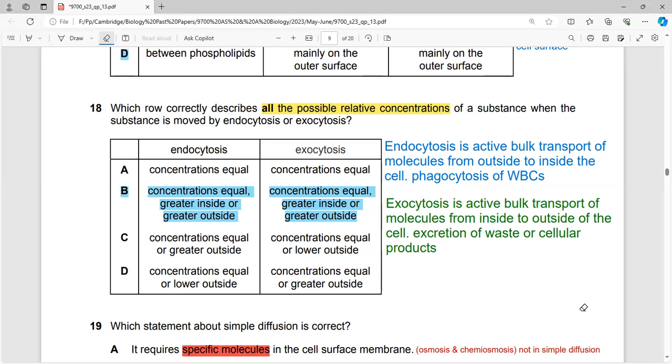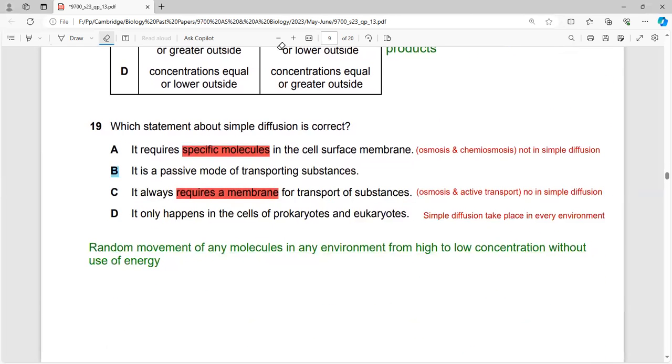The question statement is saying which row correctly describes all possible relative concentrations. For example, if the concentration is equal, this will happen. If the concentration is greater inside, this will happen. If the concentration is greater outside, this will happen. Why? Because it does not depend on the concentration gradient difference. It depends upon ATP energy. So if ATP energy is available, active transport will take place. We're going to proceed to question number 19.